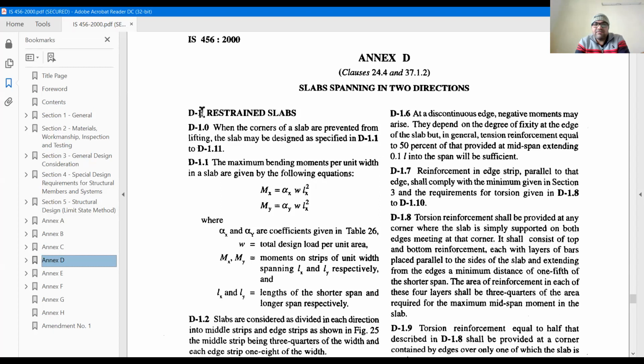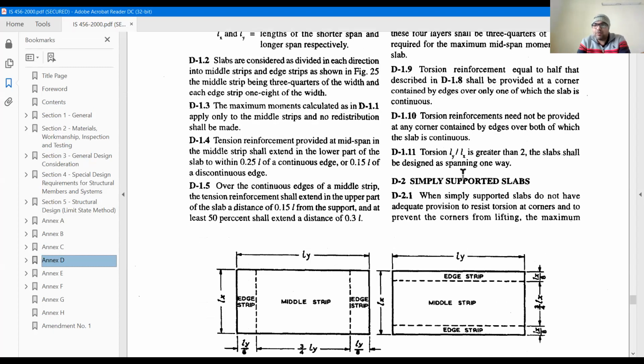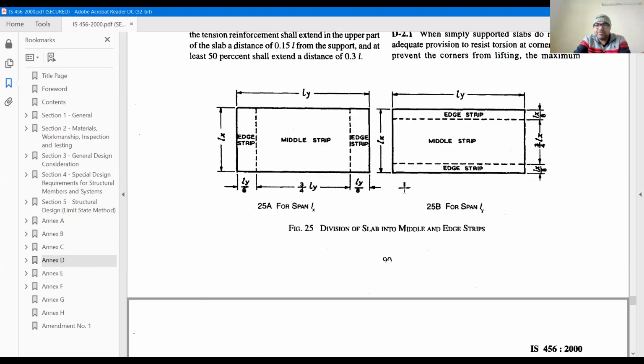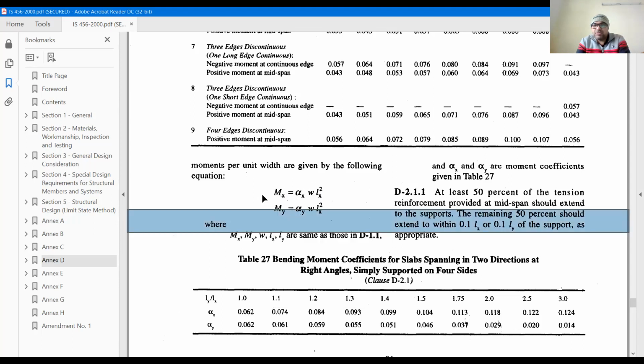In Annexure D, D-1 is about the restraint slab. Calculation of bending moment using the same formula in the restraint slab will also be done. Now we will move to D-2, which is about the simply supported slab that we are talking about. Referring to clause D-2.1, if we go to the next page, we have those two formulas. To calculate the bending moment along the x direction, we use this formula. Similarly, to calculate the bending moment along the y direction, we use the same formula, and you can see Lx is provided in both.